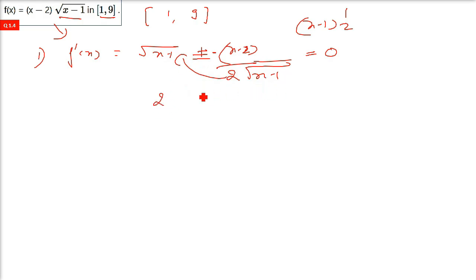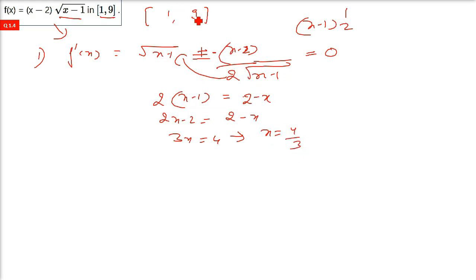Let us cross multiply: 2 into x minus 1. On the right it will be negative (x minus 2). Let us write it as 2 minus x because negative is already there outside. 2x minus 2 is 2 minus x here. This goes here: 2x plus x is 3x and 2 plus 2 is 4. We get x is equal to 4 by 3.